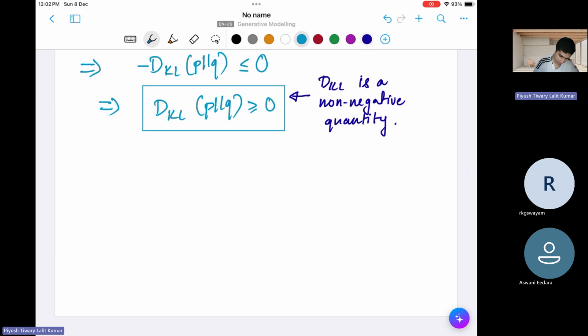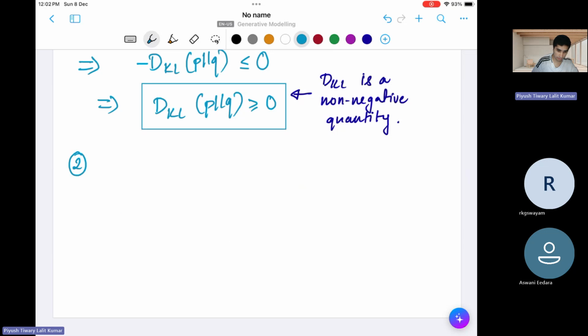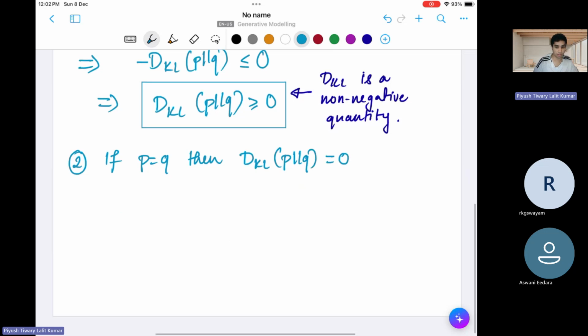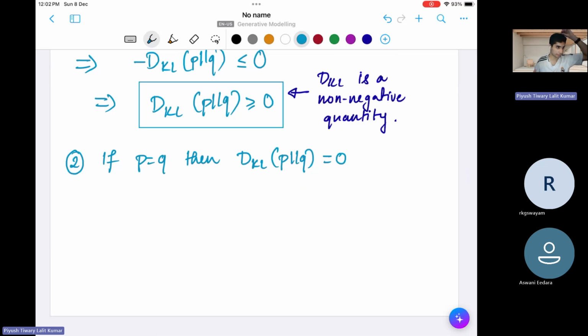Let us look at another observation. So if P is equal to Q, then DKL between P and Q is equal to 0. This is again very similar to the property of distance or metric. When is the distance between 2 points 0? If you recall, the distance between 2 points is 0 only when both the points are the same, right? So this is exactly like that. So there is some technicality here. I am saying that if P is equal to Q, then KL divergence is 0. I am not showing here that if KL divergence is 0, then P is equal to Q.